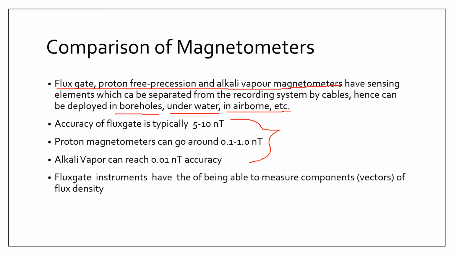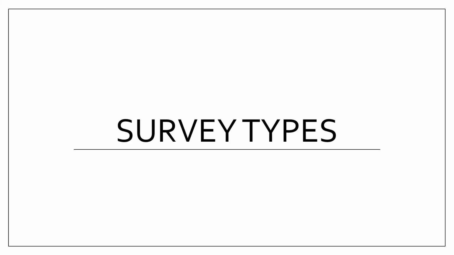Now, one of the key things to note here is that the flux gate type of magnetometer is the only type of magnetometer that can measure the components of your magnetic field. So it can measure the horizontal and the vertical component. Okay, so let's proceed to the survey types.